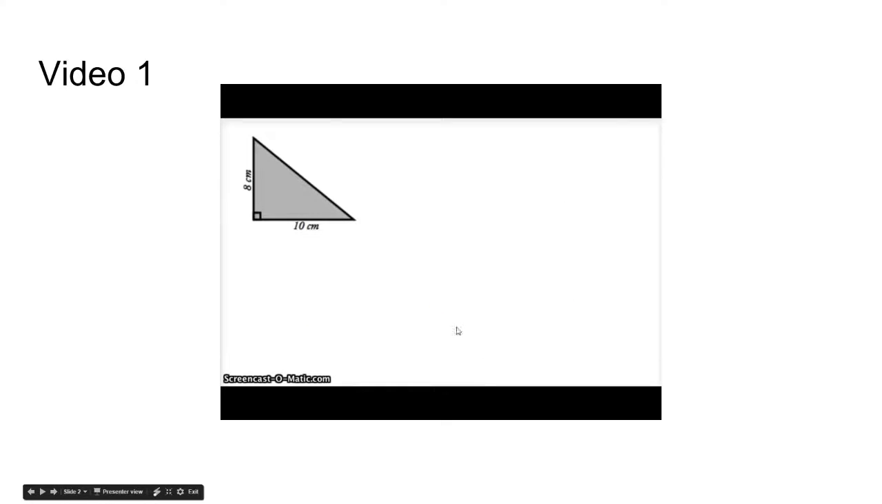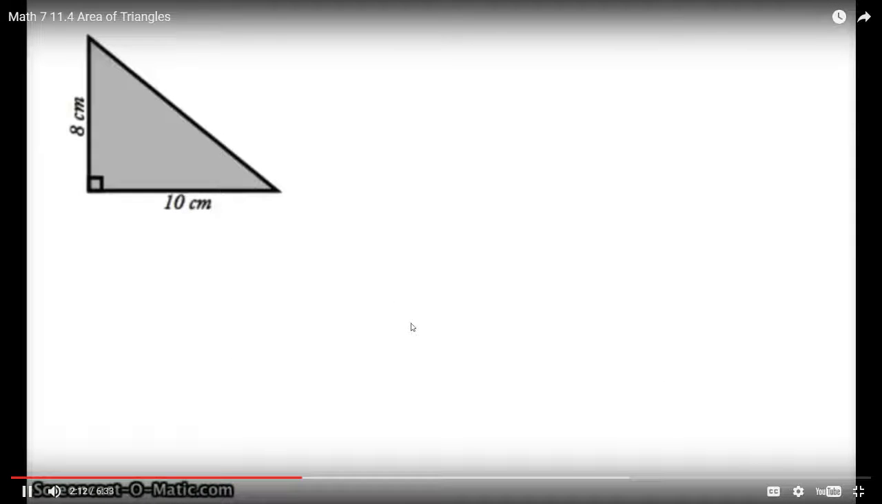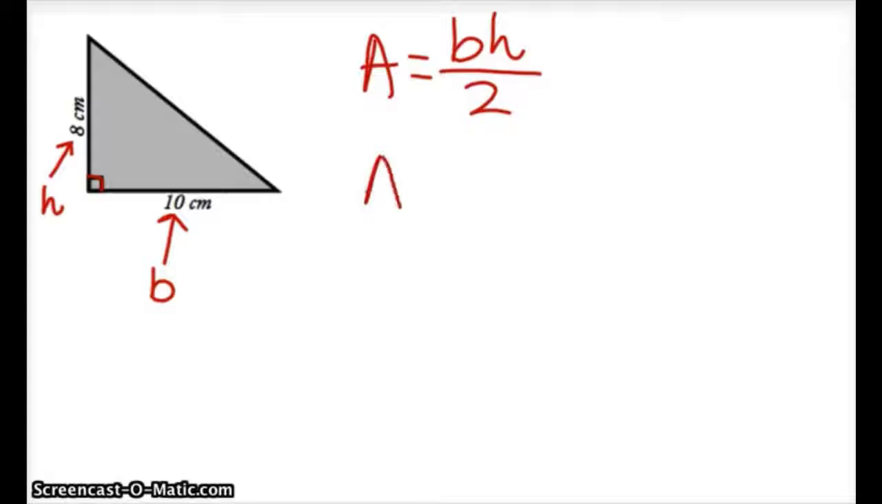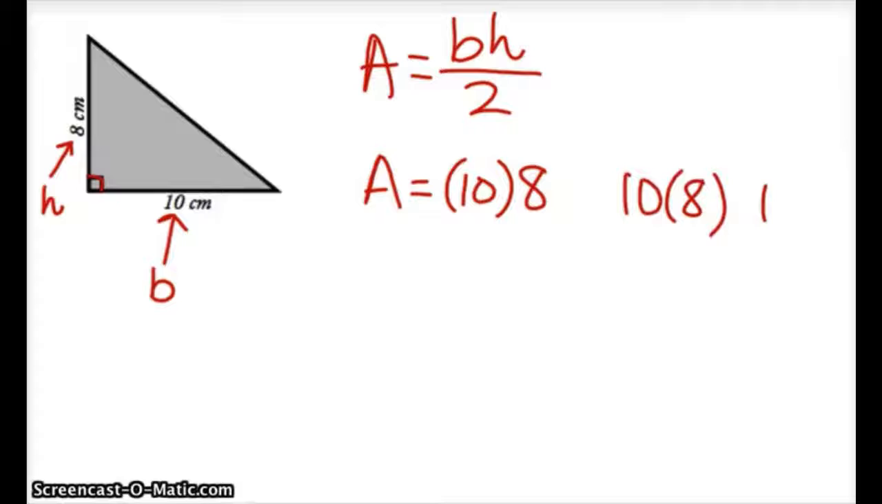Here's our first example. Our height is indicated to be at a right angle to the base. So my height is 8, and my base is 10. Area equals base times height divided by 2. The base of my triangle is 10, and the height is 8. Notice that I put parentheses around the 10. You could have put the parentheses around the 8, or you also could have said 10 times 8. All three of those things mean multiplication. And then you're going to divide by 2.